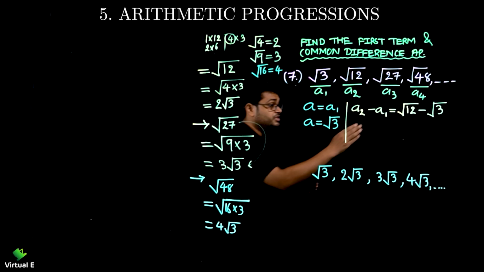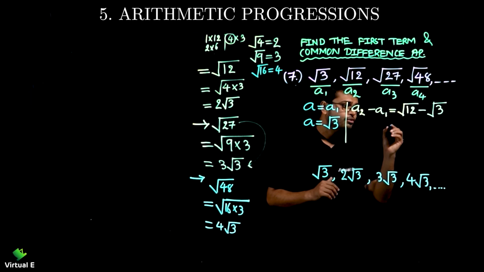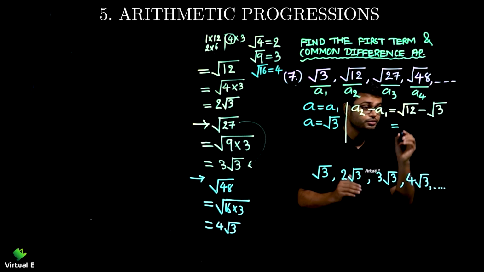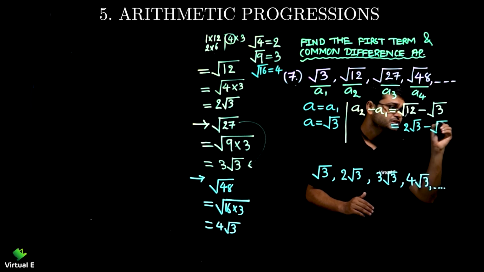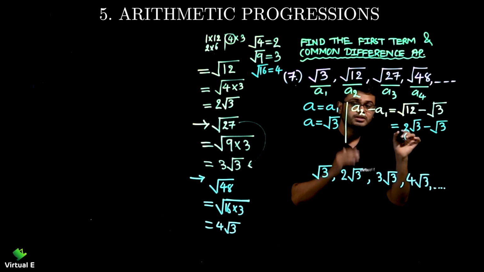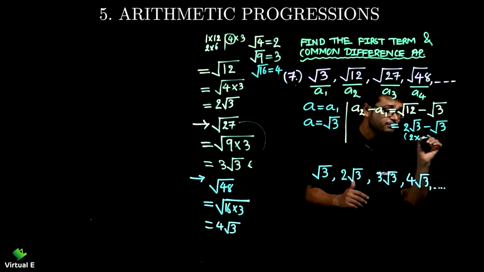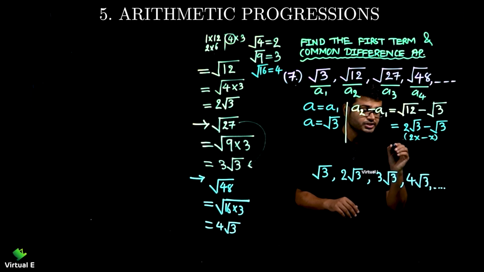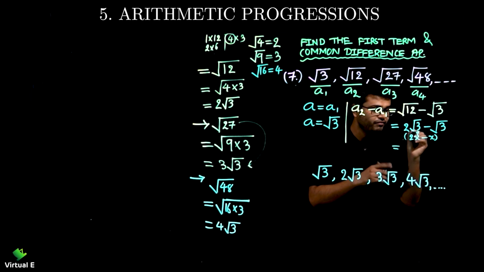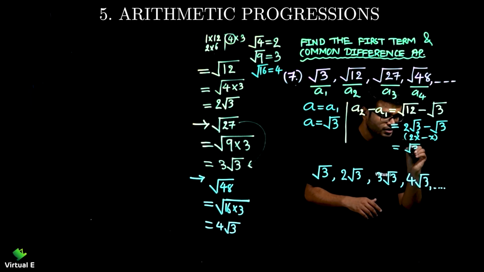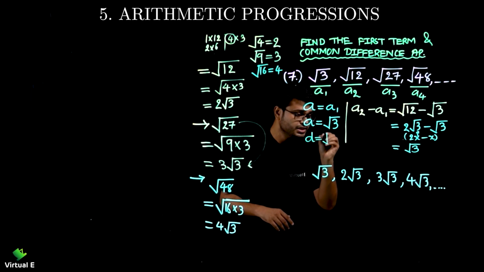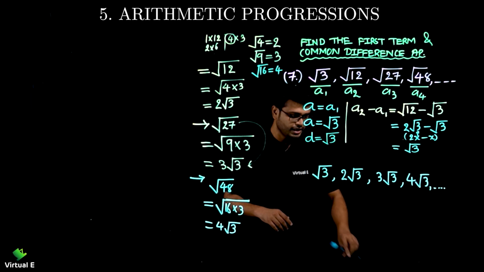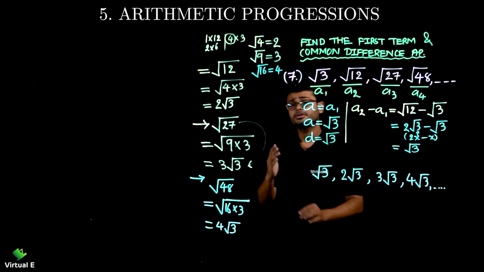Now instead of square root of 12, I'm going to write what? 2 square root of 3 minus square root of 3. This will look something like this: 2x minus x. So there is only one x, and what is the value of x? Which is root 3. So what is my common difference? My common difference is also root 3, like my first term.